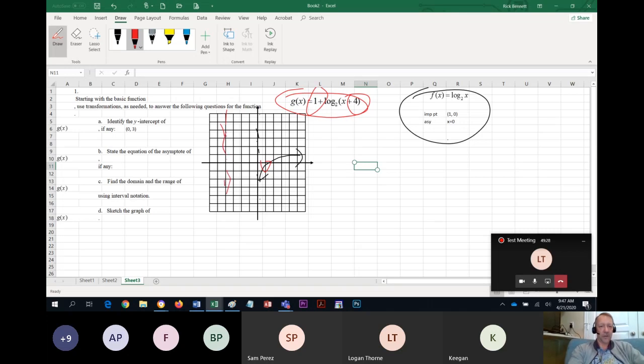Boy, that's a terrible looking line. And my important point is going to shift up 1. So now it's going to look like that. That's terrible. That's what it's going to do. Okay. So now that we know this, in fact, I drew it before I showed where the equation of my asymptote was. So what is the equation of my asymptote now?